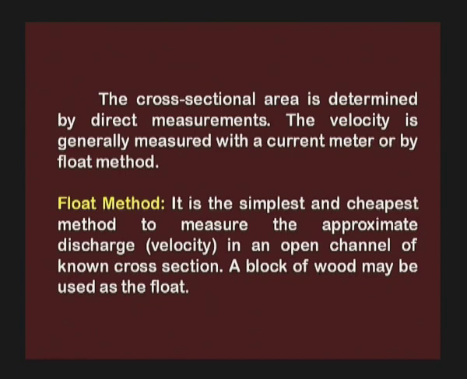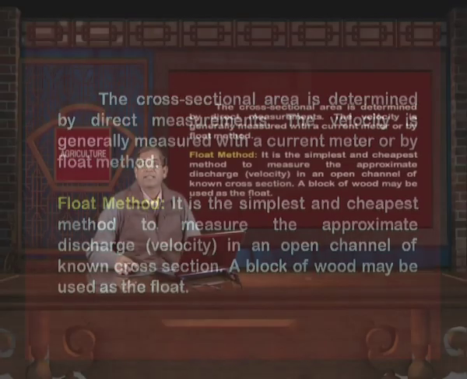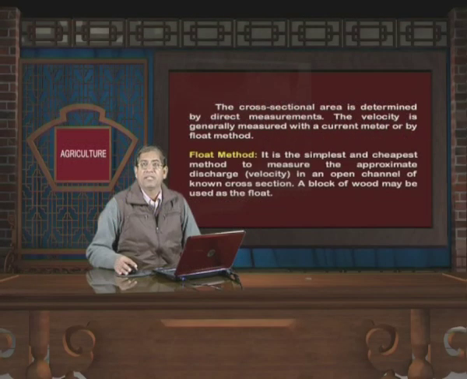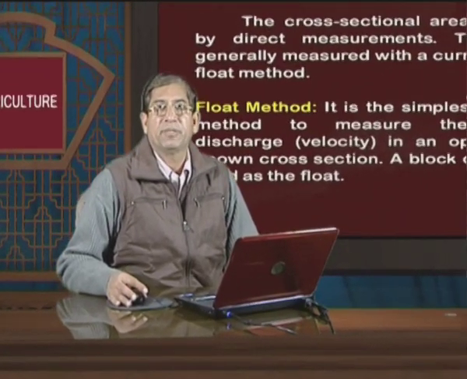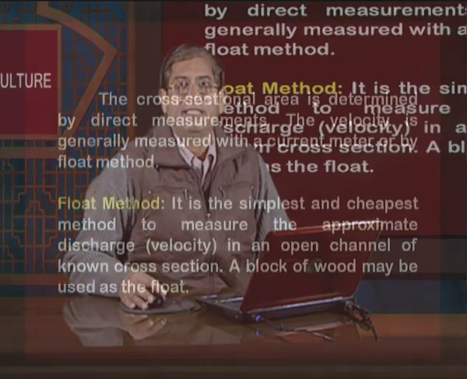The cross-sectional area is determined by direct measurements. The velocity is generally measured with a current meter or by the float method. The velocity is determined by current meter if more accuracy is required, or it may be determined by the float method if less accuracy is required.